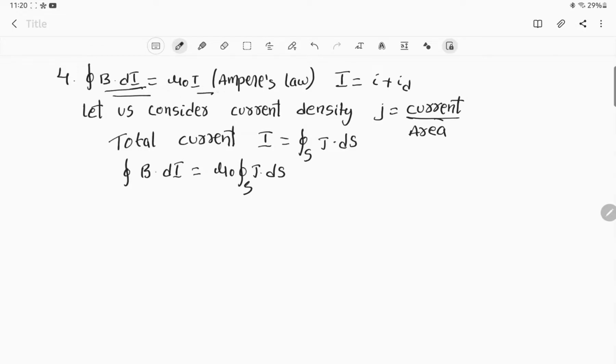Let us consider this relation as equation number 1. I have rewritten equation 1: the integral of B dot dl is equal to mu naught times the surface integral of J dot dS. Now when I see the LHS, it is of the form of a line integration, and the RHS is of the form of a surface integration.